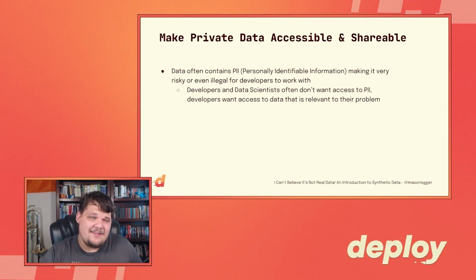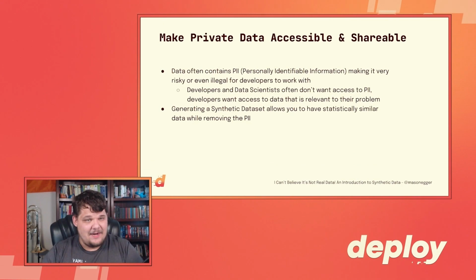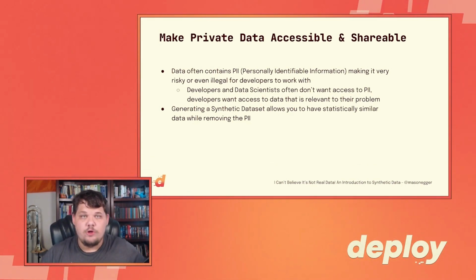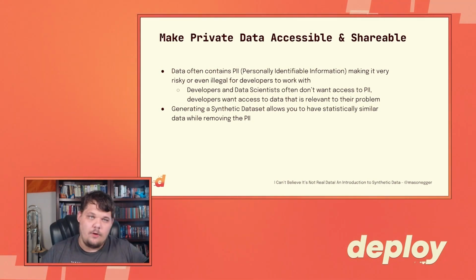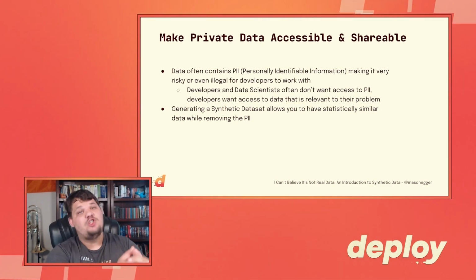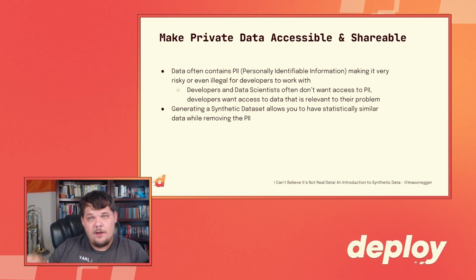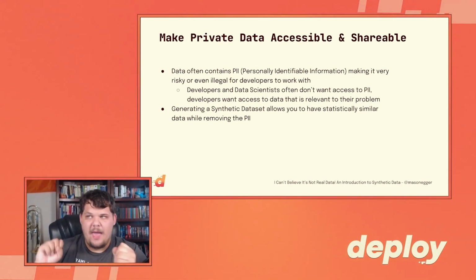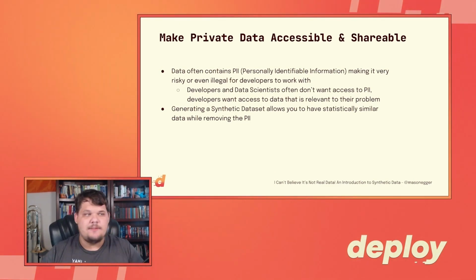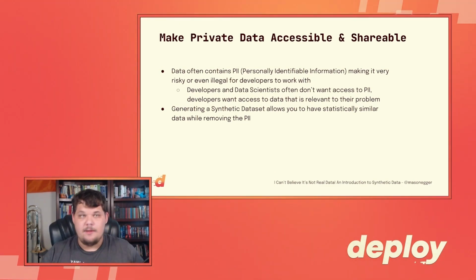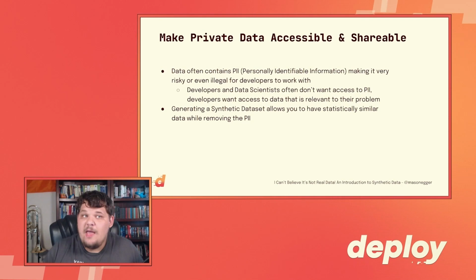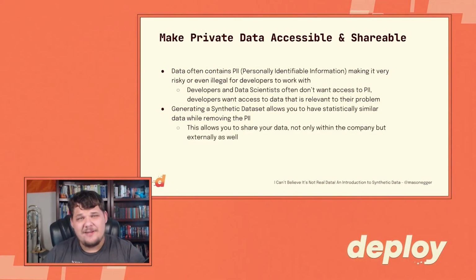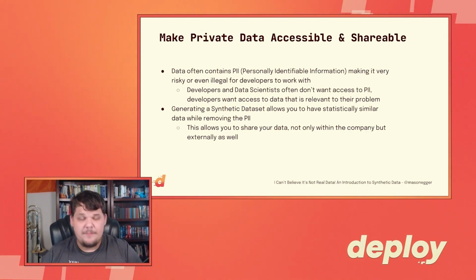So they can't have access to this data, but with synthetic data, you can generate statistically similar data while removing the PII. You can train a synthetic data model on your production database and generate data that is anonymized and still representative of the entire data set. And if that data set were to get leaked, as long as the correlations between the data were not, say, company secrets or something, it wouldn't matter because there's no PII in it. This allows you to share your data not only within the company, but externally as well.